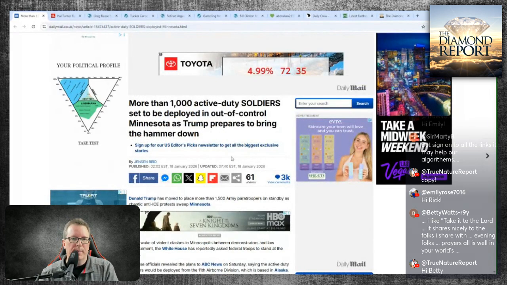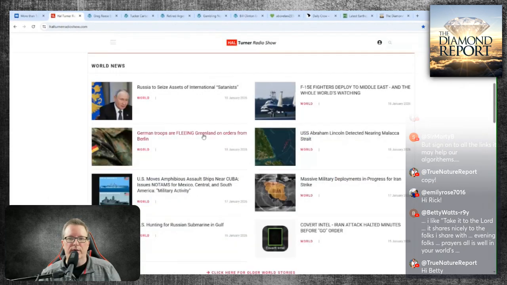Now, this is a Daily Mail article, and then let's look at Hal's headlines. We've got several different things across the board here on HalTurnerRadioshow.com. I just thought I would mention the headlines. You guys can go check it out if you want. Although what we're looking at here, you may have to log in to see. This is just some of the different headlines. Nothing secretive, no covert intel is being released here, but there are some headlines we could look at.